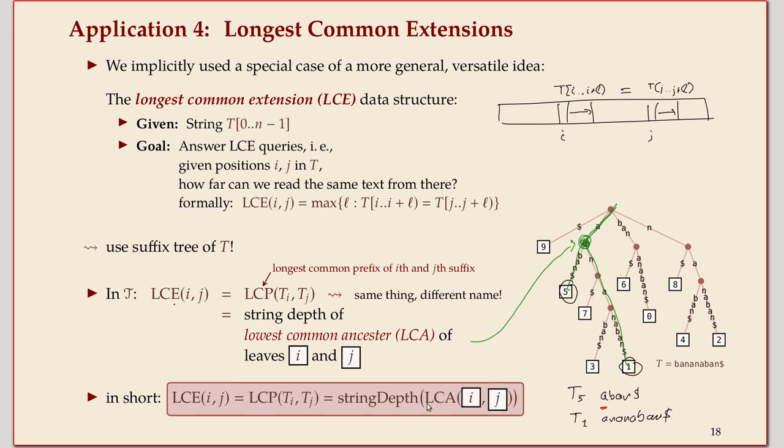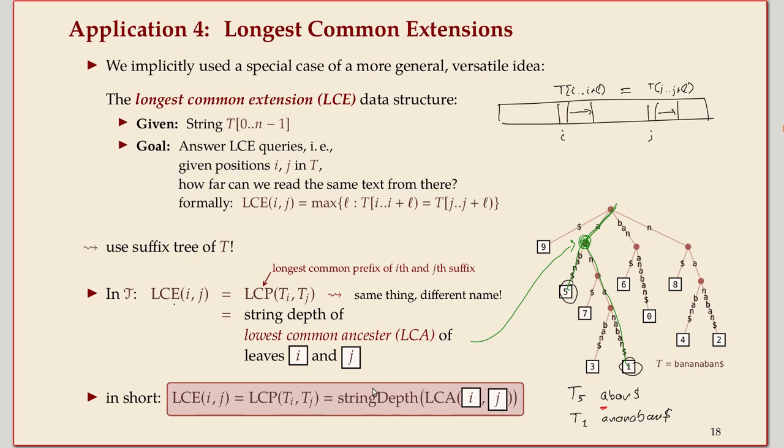We'll use this idea over and over again, so keep that in mind. If you have the leaves for two suffixes and you want to find how long you can continue reading from their position, you find the node where their paths join and take the string depth there. That's it. And if you know the path to that node, you also know the longest common prefix that they share.